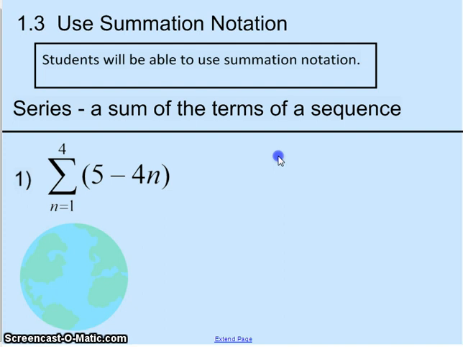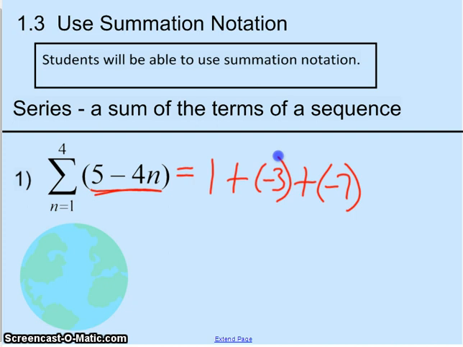So if I plug a 1 into this equation, I have 5 minus 4 times 1, which gives me 1. If I plug a 2 in, I have 5 minus 4 times 2, or negative 3. If I plug a 3 in, I have 5 minus 12, which is negative 7. And if I plug a 4 in, I have 5 minus 16, which is negative 11.